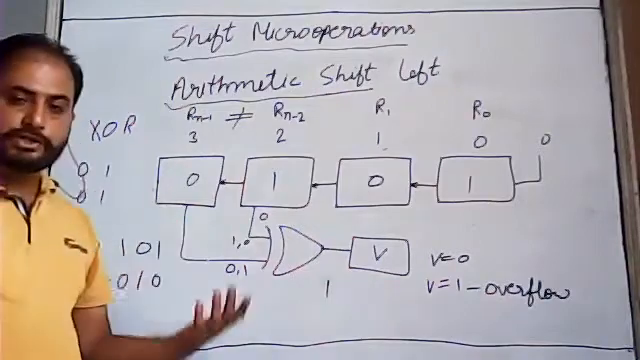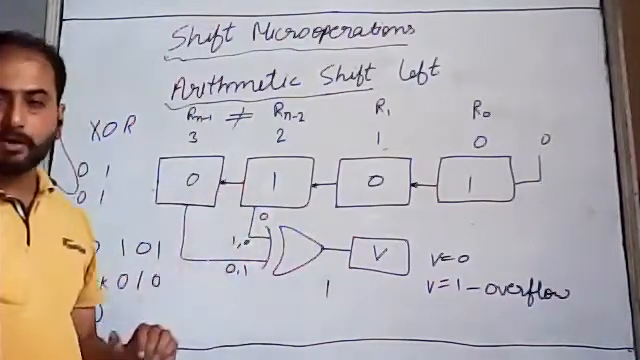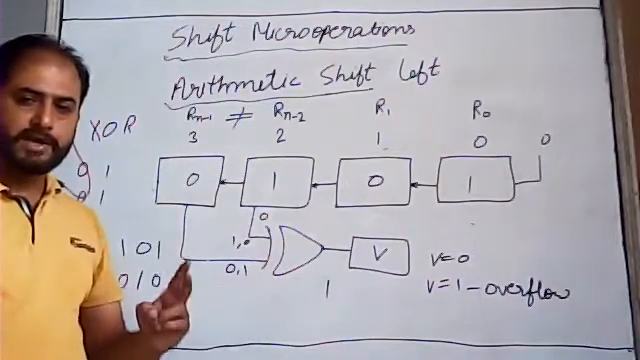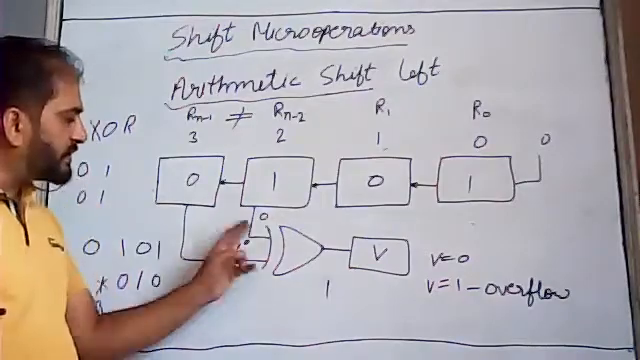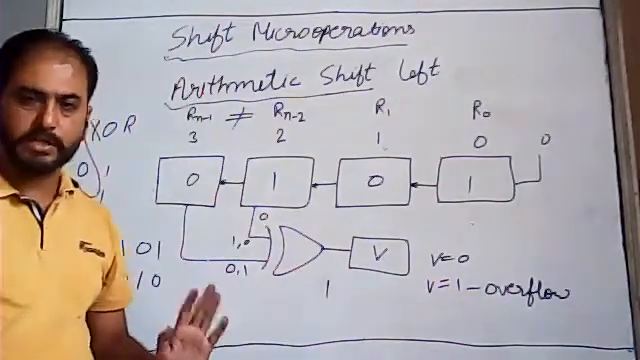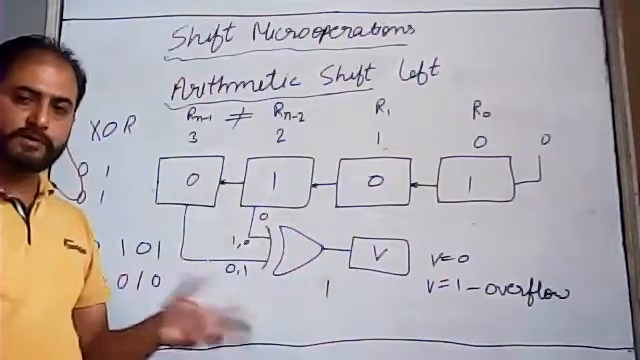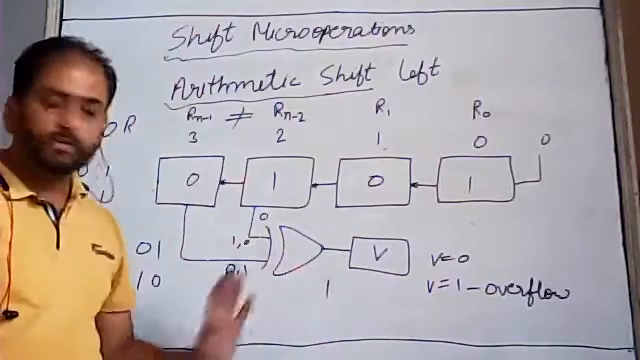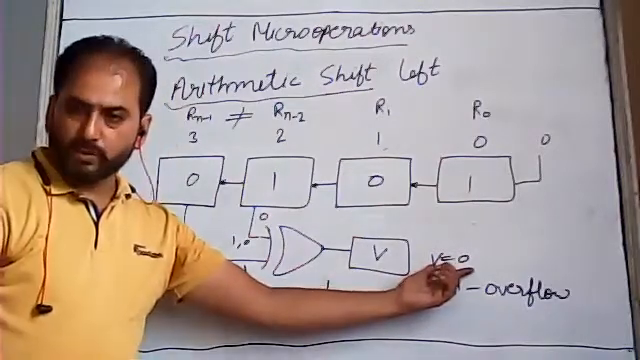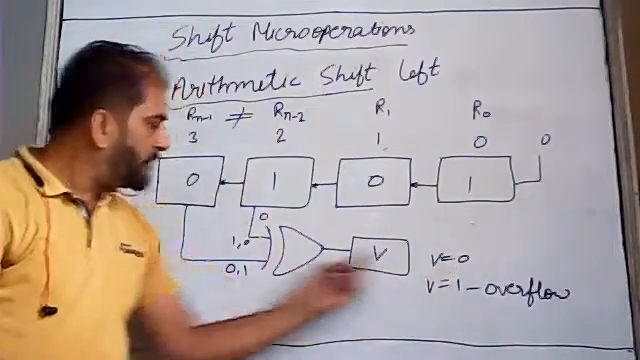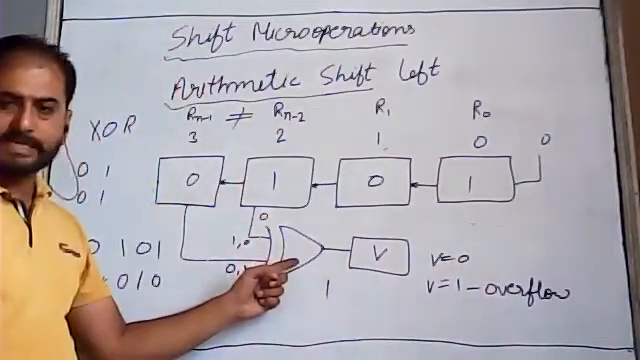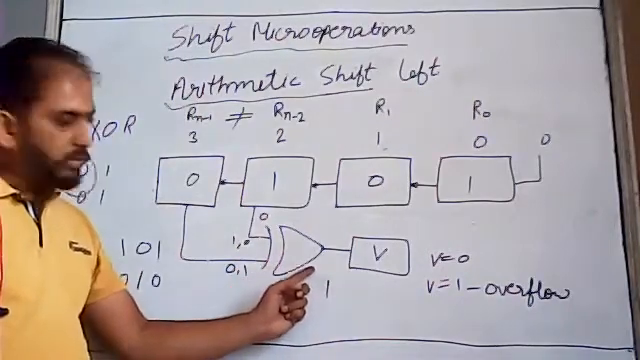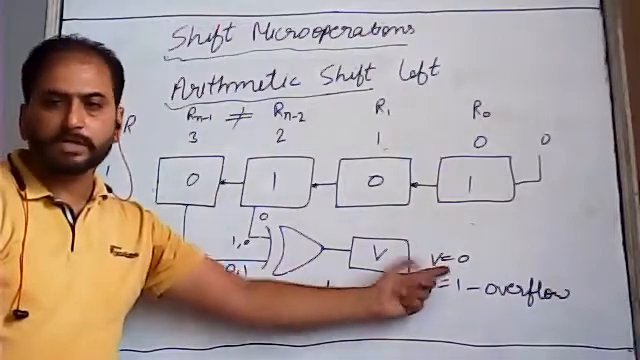So how do we check that these two bits are not equal? For that purpose, we have an XOR gate. If the input to the XOR gate is of the same bits, meaning 0, 0 or 1, 1, the output will be false. If the input to the XOR gate is of different bits, meaning 0, 1 or 1, 0, the output is 1. When both inputs to the XOR gate are the same, the XOR gate gives 0, so V is set to 0. This means there is no overflow.